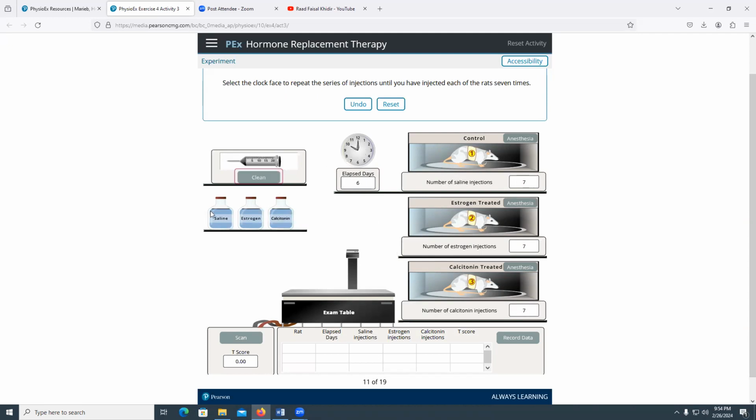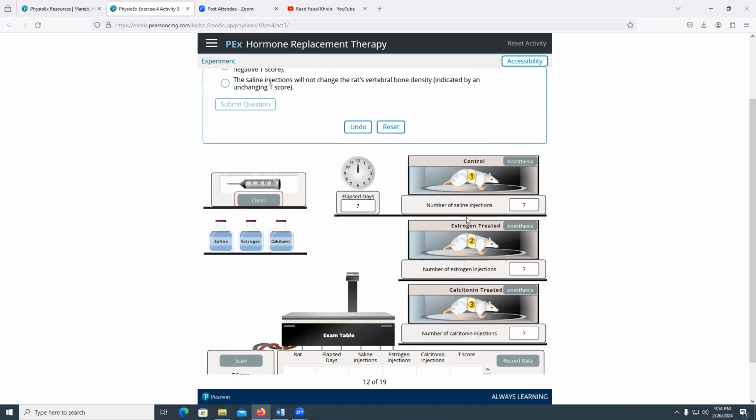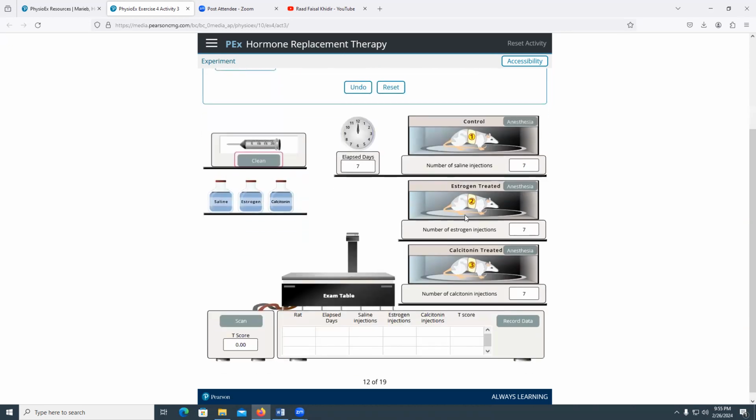So for 7 consecutive days, I've been injecting each rat with its independent variable, 1 milliliter of each, except for the control group, which got saline. That represents an independent variable that will give me a negative outcome, or a null outcome. So it will not give me anything. I will not be able to detect any response. So it will be a negative control.